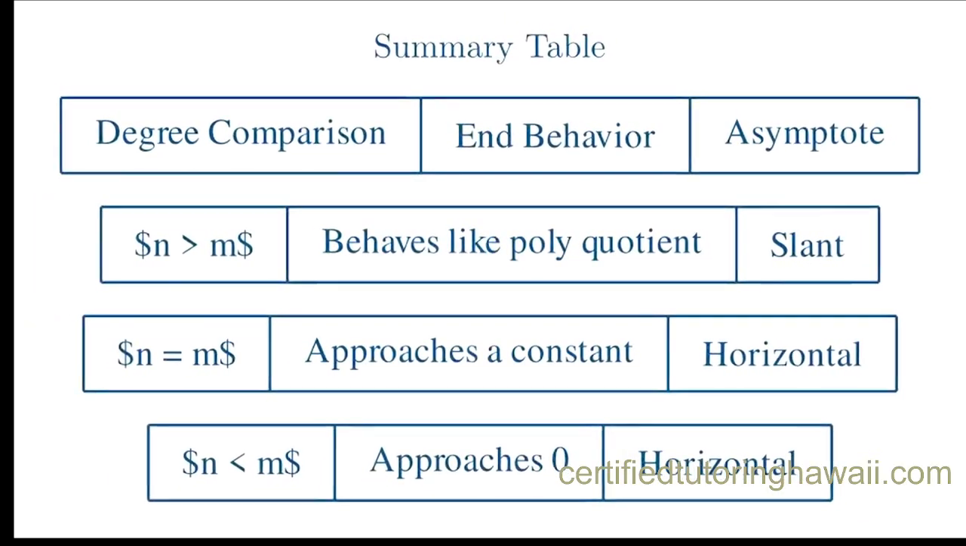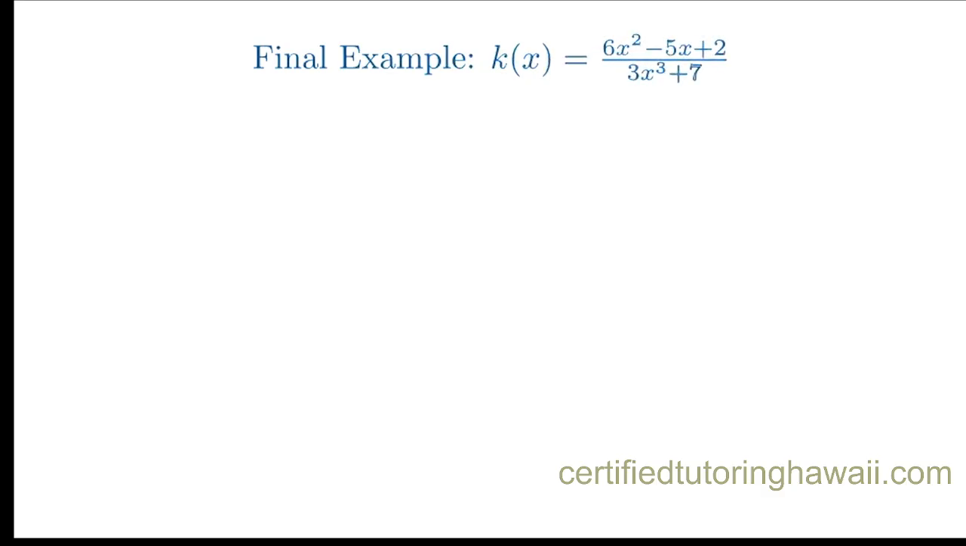having to graph it. Let's work through one more quick example to make sure everything is clear. Let's find the end behavior and any horizontal or slant asymptotes for k of x equals the quantity 6x squared minus 5x plus 2, divided by the quantity 3x cubed plus 7. The degree of the numerator n is 2. The degree of the denominator m is 3.